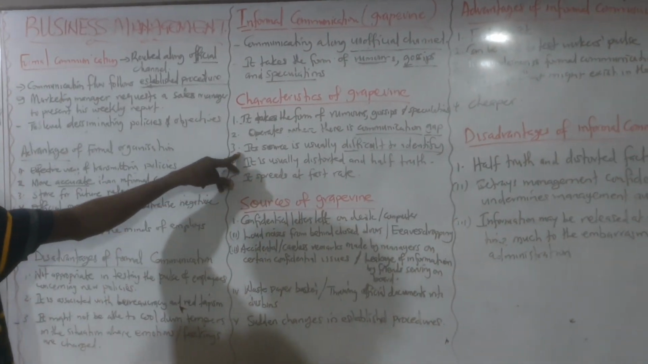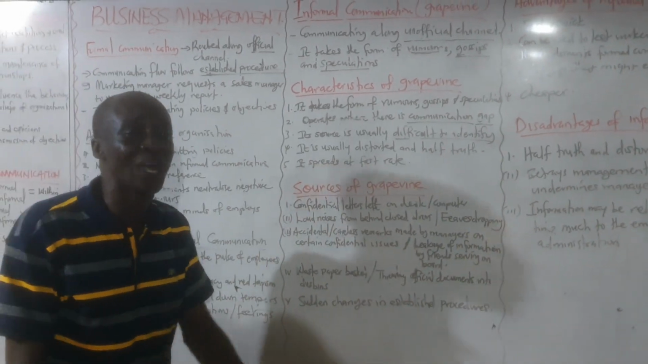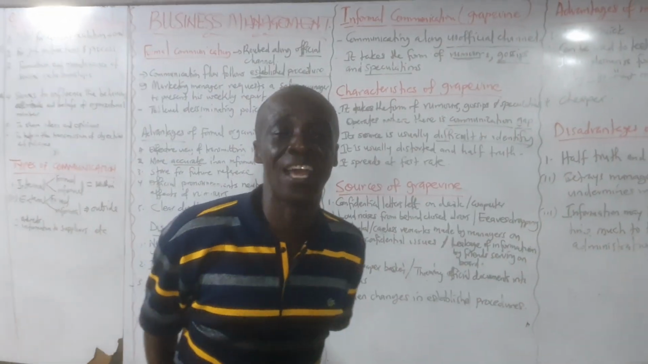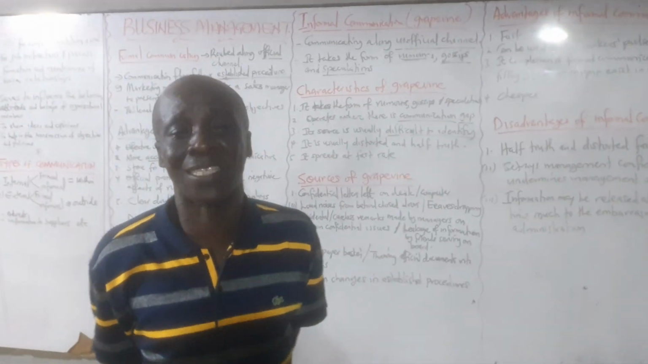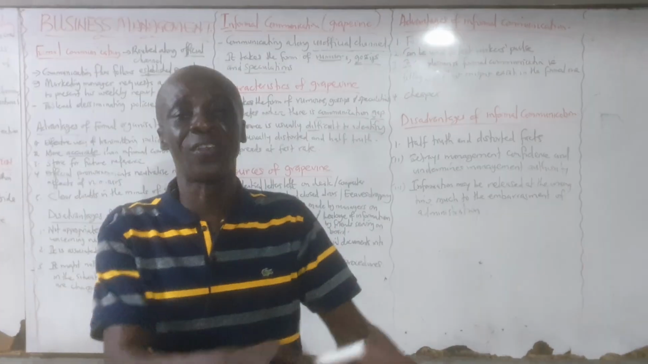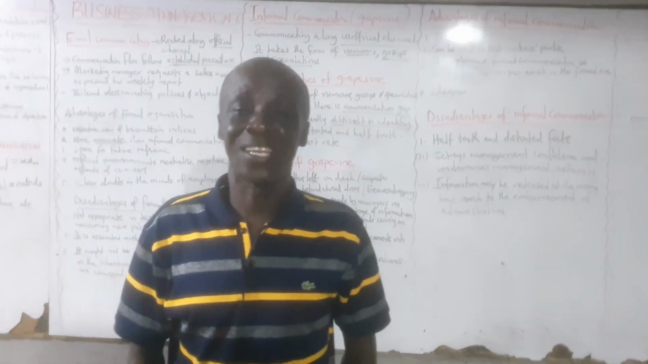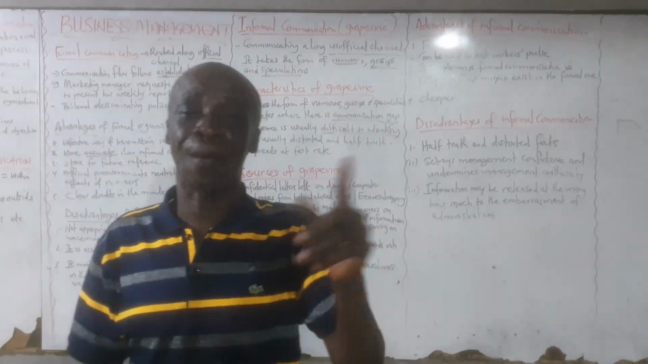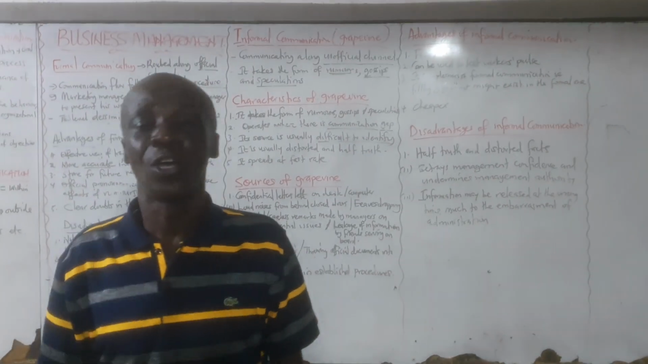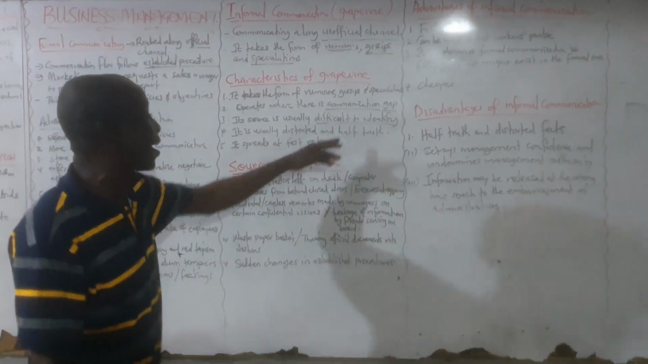The third characteristic of grapevine is that its source is usually difficult to identify. Where did the information come from? If the headmaster is supposed to give you information and he gives it, you know the source. Who gave this information? Said the headmaster. But the informal one, the source? Somebody told another person, who also told another person, and who also told another person, and so forth. So where is the original source? It is very difficult to identify.